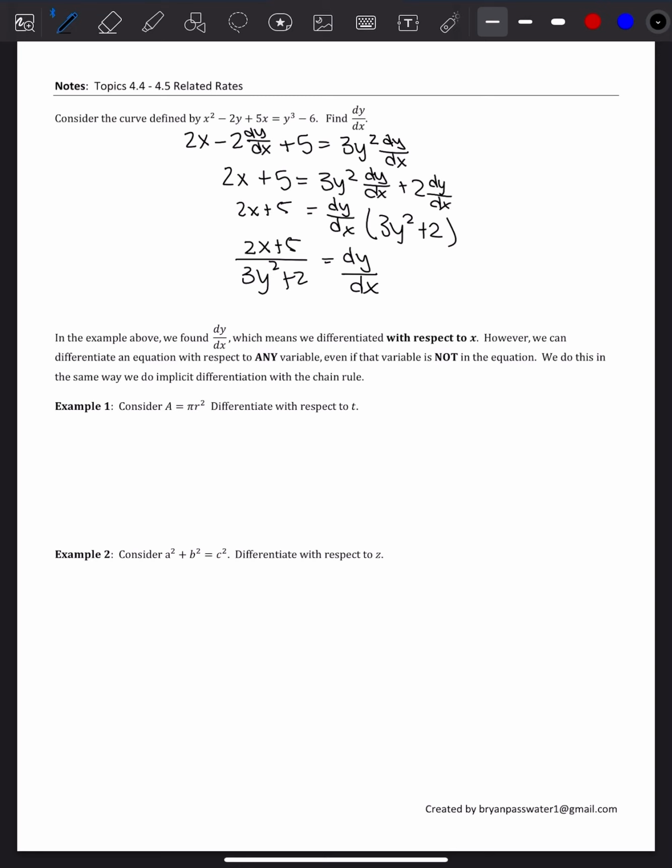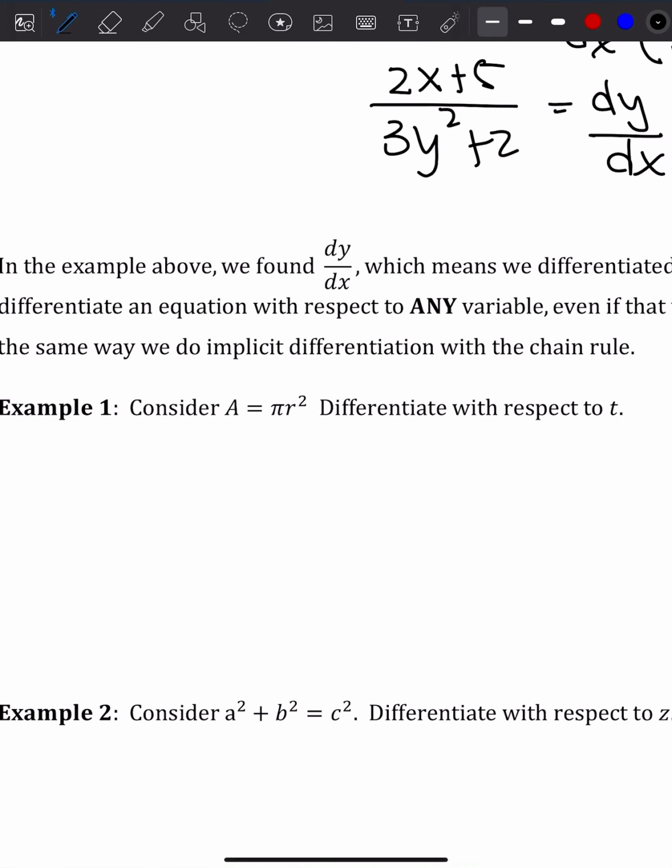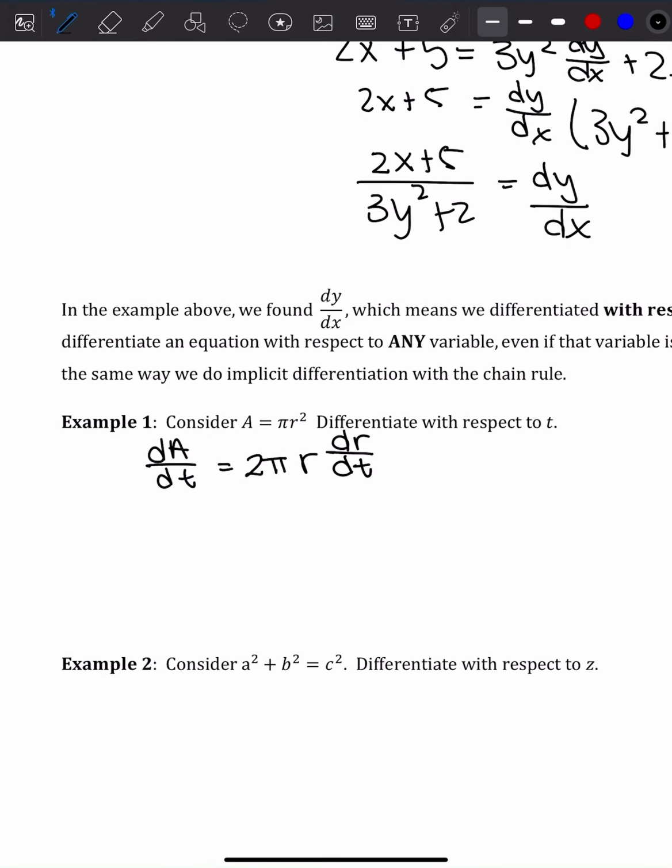However, we can differentiate with respect to whatever variable we want. With related rates, we're going to eventually use time for a lot of things. So if I have A equals pi r squared, and I want to differentiate with respect to t, we have dA over dt equals, pi is a constant, so if I take the derivative of r squared, we have 2 pi times r times dr over dt. So we just need to make sure that we're following that implicit differentiation rule and doing the derivative with respect to whatever variable, in this case, t.